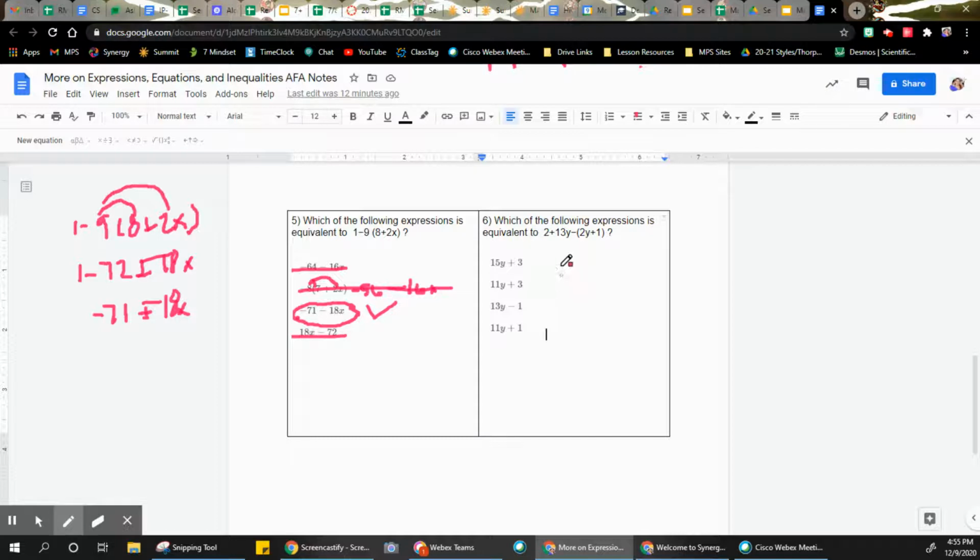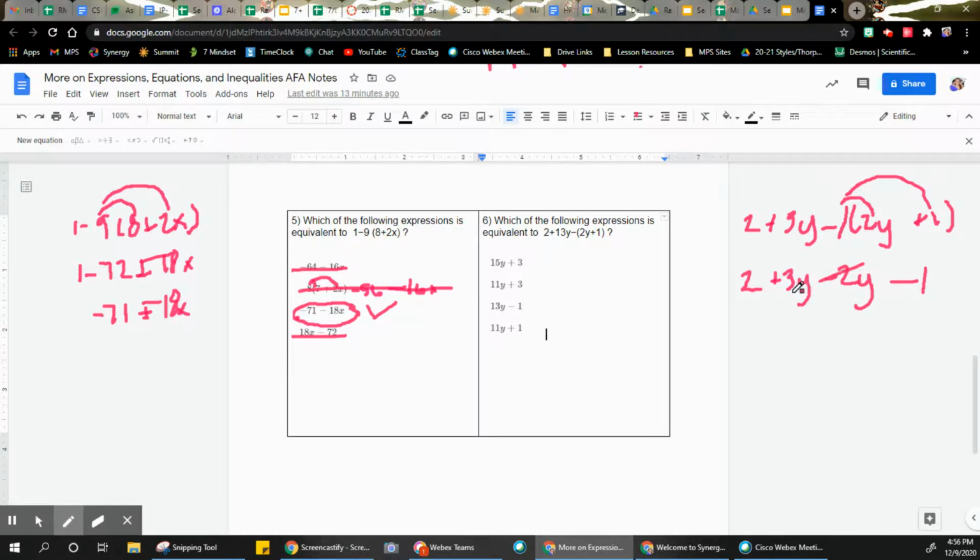It says which of the following expressions is equivalent? Again, we have to simplify the expression to find out. So I'm going to do 2 plus 3y minus the quantity 2y plus 1. Even though we don't have a number outside the parentheses here, there's a hidden negative 1. I'm going to have to use the distributive property with that hidden negative 1 to distribute it out before I can break up these parentheses. So now I've got 2 plus 3y minus 2y, because negative 1 times 2y is negative 2y, and then negative 1 times 1 is negative 1. So now I have 2 plus 3y minus 2y minus 1. Well, 3y minus 2y is going to make just plain y. 2 minus 1 is going to make 1. So I have 1 plus y is my answer.